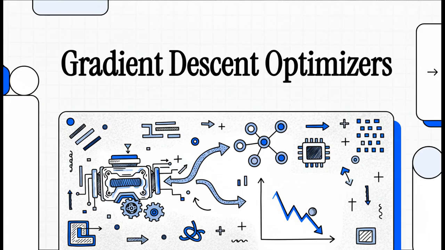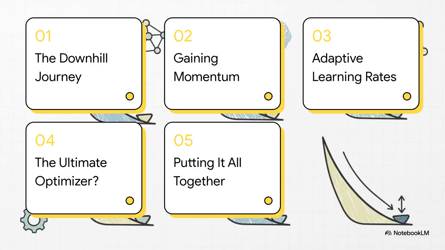at a time. So here's how we're going to break it down. We'll kick things off with the basic idea, this downhill journey. Then we'll see how we can give it a push by gaining momentum. After that, we'll talk about adaptive learning rates, basically making it smarter. We'll even ask, is there a single ultimate optimizer? And then we'll put it all together to see what this stuff looks like in the real world.